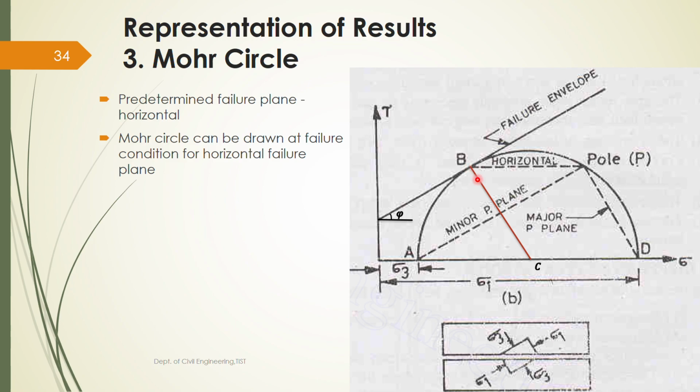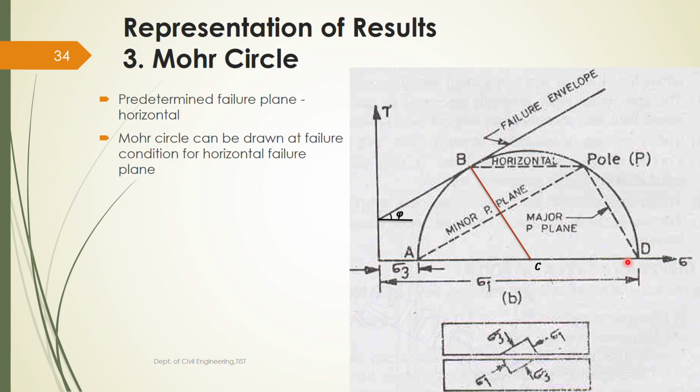draw a perpendicular like this. You'll be getting the center of the Mohr circle, and from that center, with CB as radius, draw the Mohr circle. Then the ends of the Mohr circle will touch the sigma axis at 2 points, and those 2 points will give you the minor principal stress and the major principal stress. You can draw this in a graph and you can measure these values.